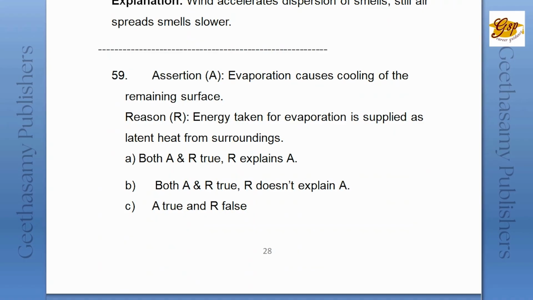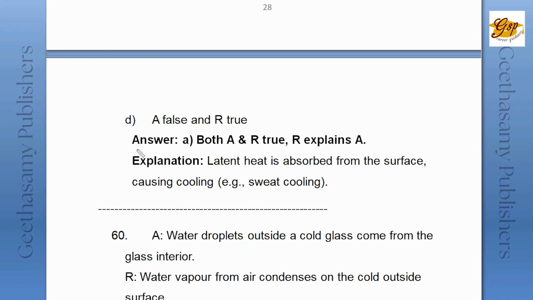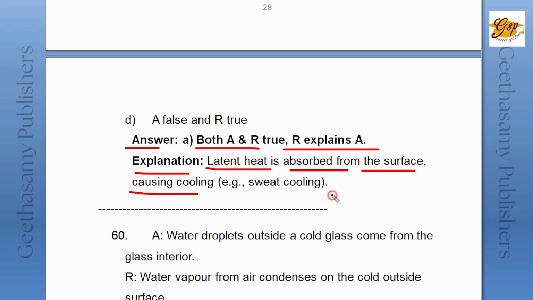And the 59th question, it's assertion and reasoning. Assertion: evaporation causes cooling of the remaining surface. Reason: energy is taken during evaporation. The options: both A and R are true, R explains A; both A and R are true, R doesn't explain A; A is true, R is false; A is false, R is true. The correct answer is both A and R are true, R explains A. The latent heat is absorbed from the surface, causing cooling, like sweat cooling. Fine.